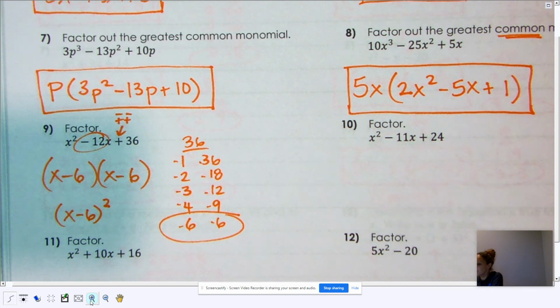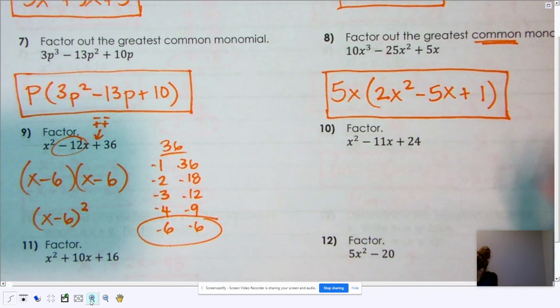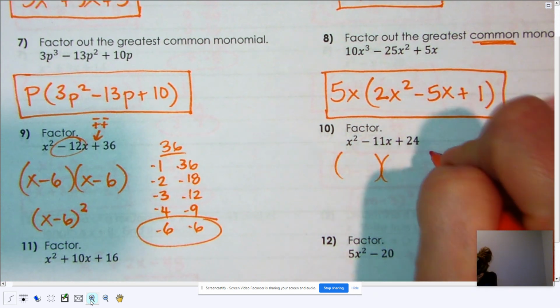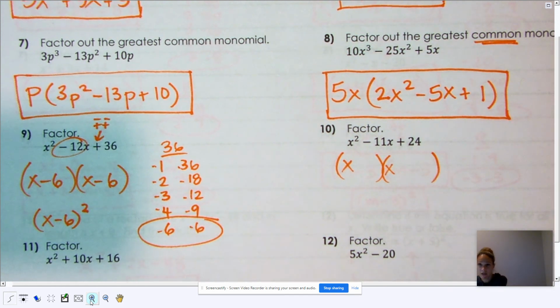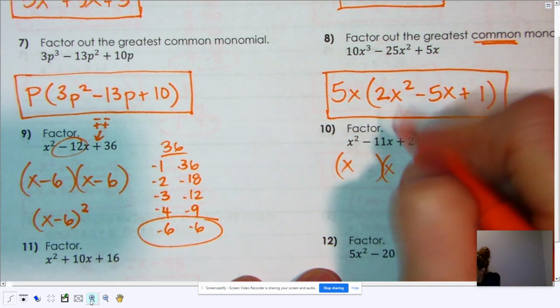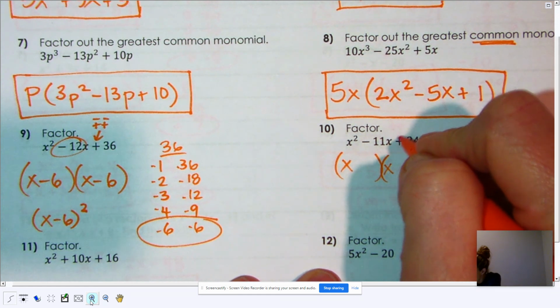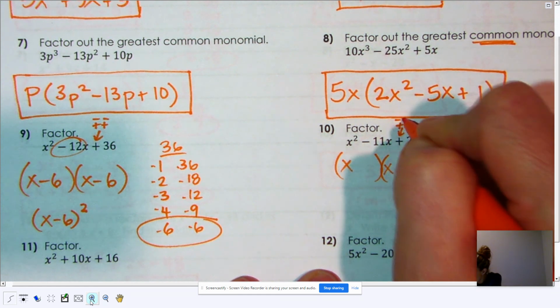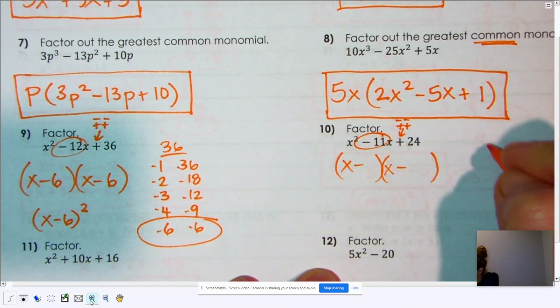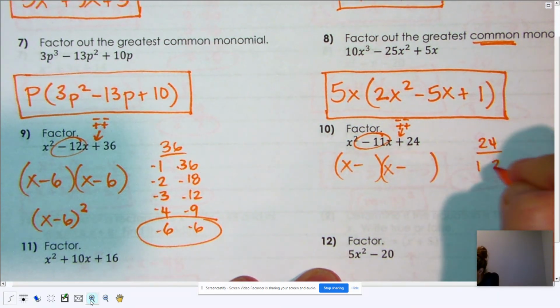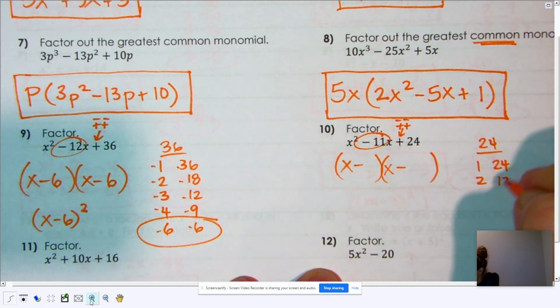Okay, question 10. We're going to go ahead and do this problem with our parentheses, because nothing goes into all three of those. It doesn't say GCF or greatest common factor or monomial. And then again, this is a plus right here, which means the signs have to be the same. But because it has to add to negative 11, I know they both have to be minuses. So I'm going to put 24. And I know 1 times 24, 2 times 12, 3 times 8, 4 times 6.